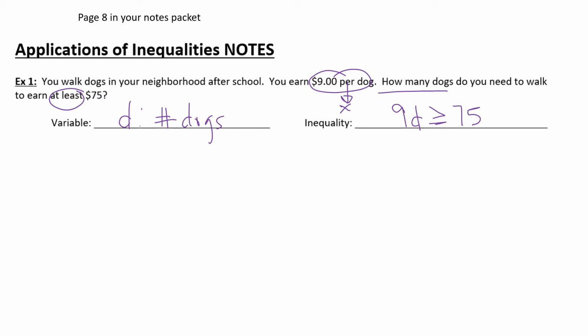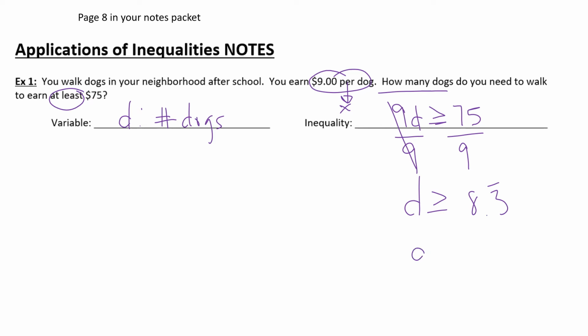So to solve this, this is multiplying, so I'm going to divide by 9, and I get D is greater than or equal to 8.3 repeating. Now, I'm not going to walk 0.3 of a dog, okay? So I need to think about what that means. So if I round it down to 8, 9 times 8 is 72. I won't make my $75. So because I'm going up with the greater than, I need to round up.